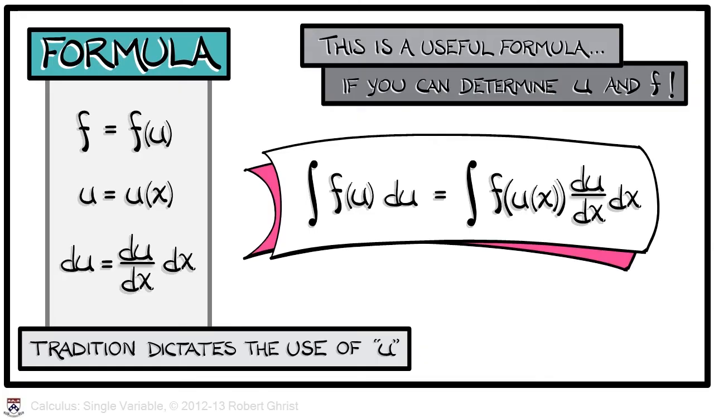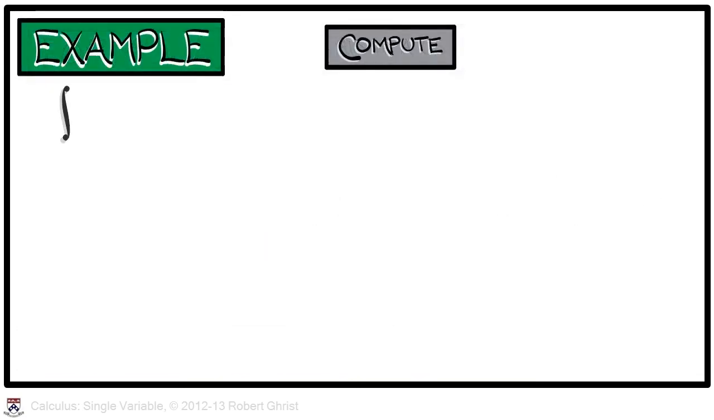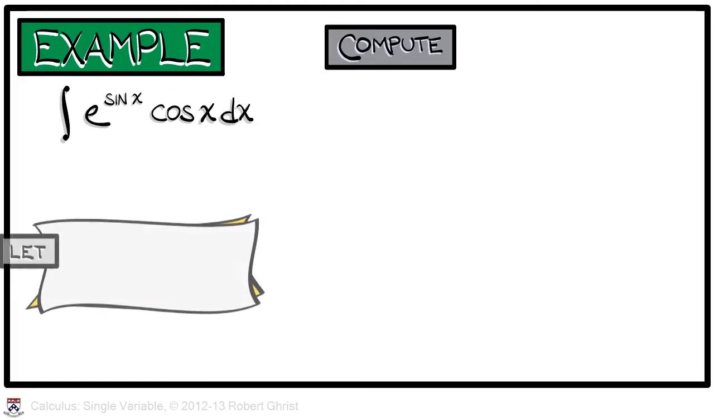However, it's very useful if you can determine what is u and what is f. Your goal is the integral on the left, the f of u du, which is hopefully simpler than what you are given on the right, the more complex-looking integral in terms of x. It's best to see this through a simple example. Consider the integral of e to the sine of x times cosine of x dx. You may or may not be able to see what the antiderivative is.